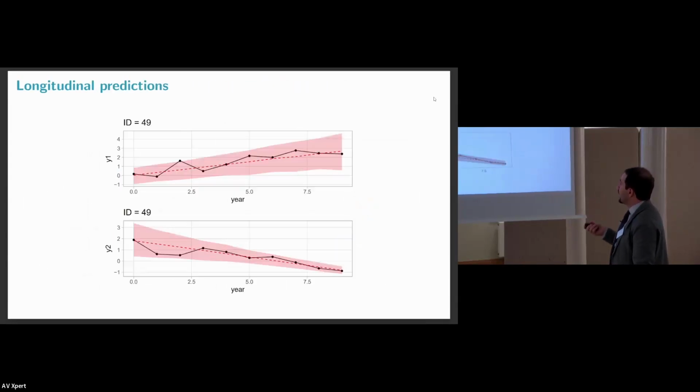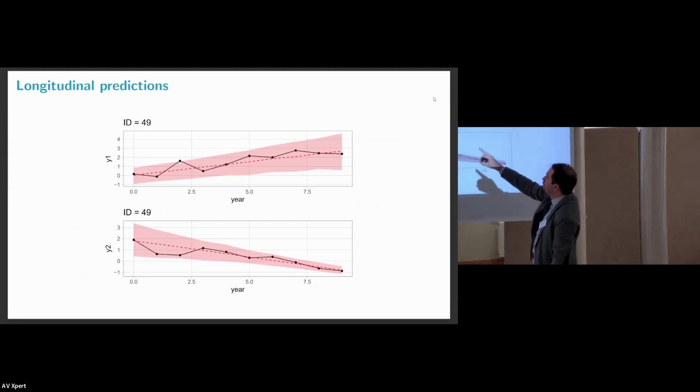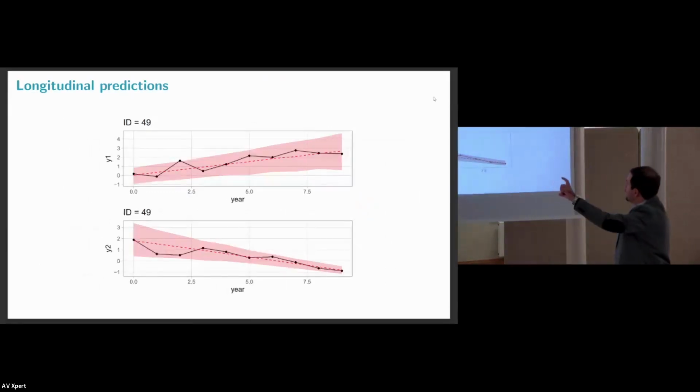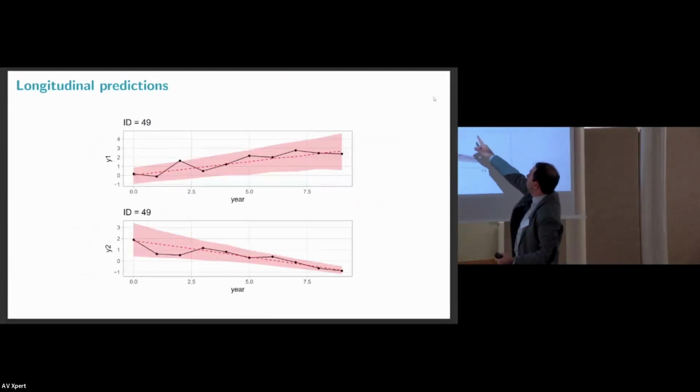I've done that, and this is the kind of output that you could get for a single person. In this case, the black line is the data that I've simulated, and the red lines are my predicted values, and the red shaded area will inform about the variability. In this case, for this data, I generated variability to be increasing over time for the first outcome and decreasing over time for the second.